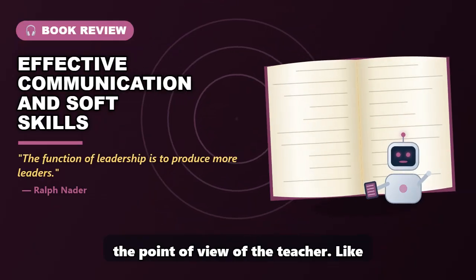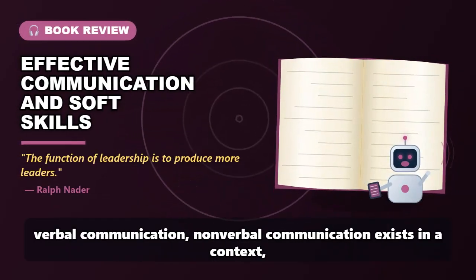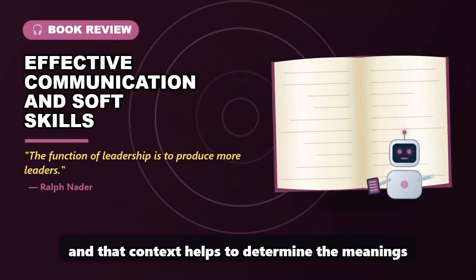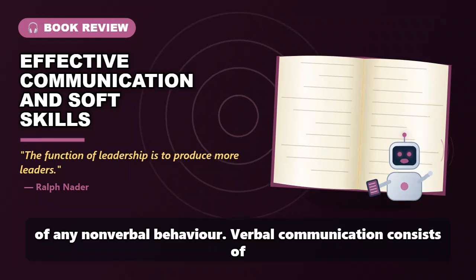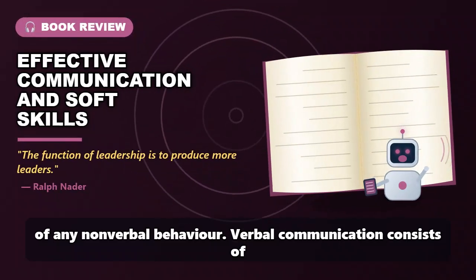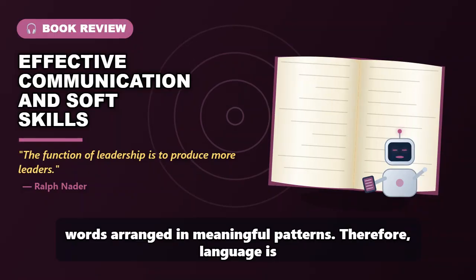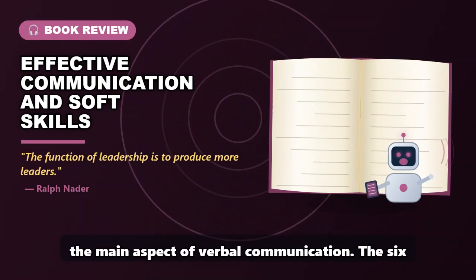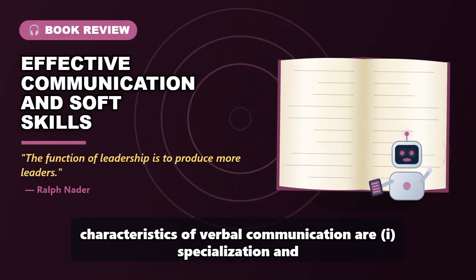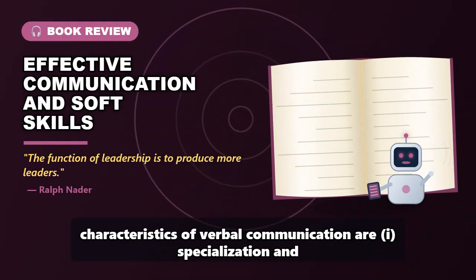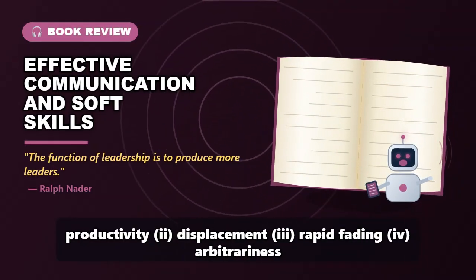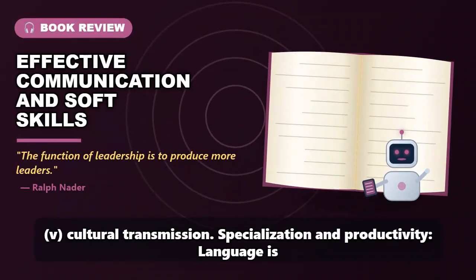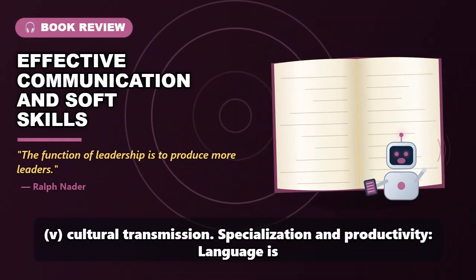Like verbal communication, nonverbal communication exists in a context, and that context helps to determine the meanings of any nonverbal behavior. Verbal communication consists of words arranged in meaningful patterns. Therefore, language is the main aspect of verbal communication. The 5 characteristics of verbal communication are: 1. Specialization and productivity, 2. Displacement, 3. Rapid fading, 4. Arbitrariness, 5. Cultural transmission.